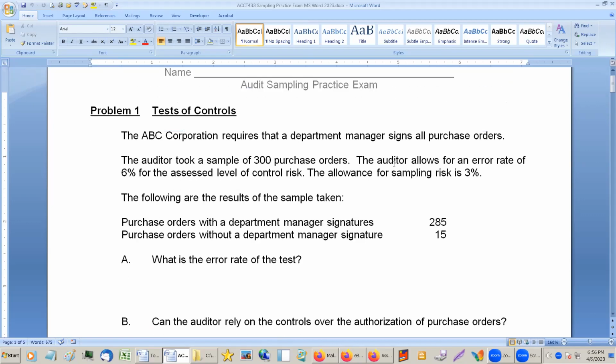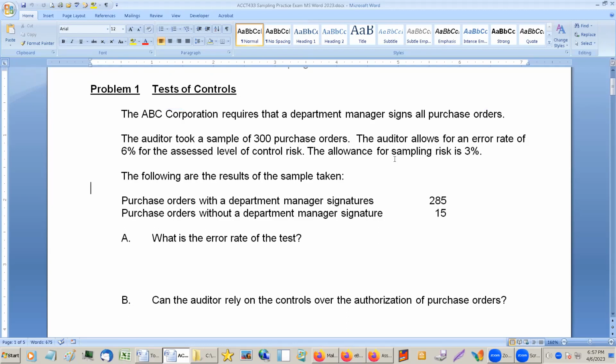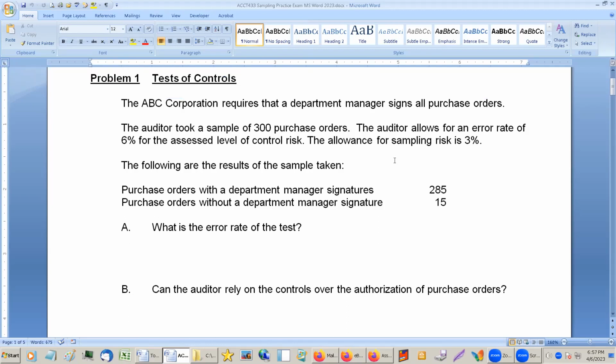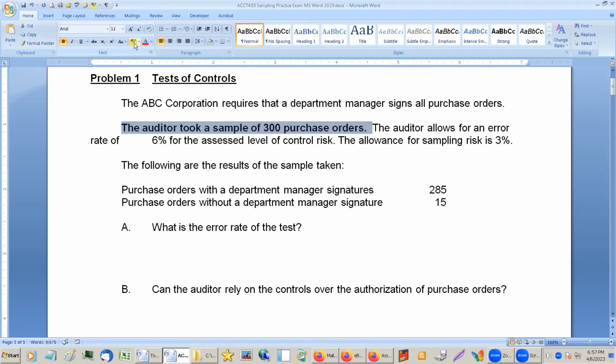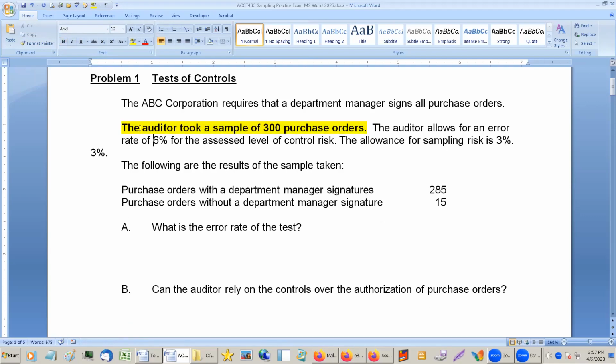All right, let's go with the first problem. So this is test controls. And we had 300 purchase orders. We allow for 6%.